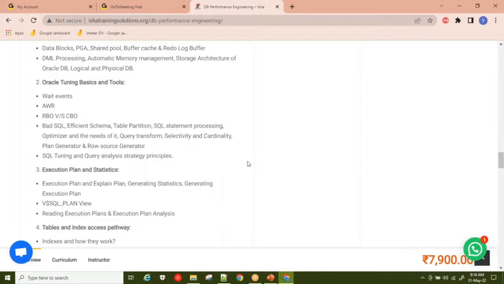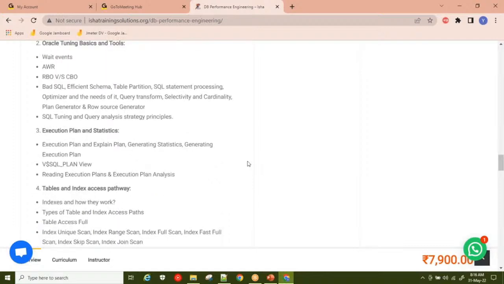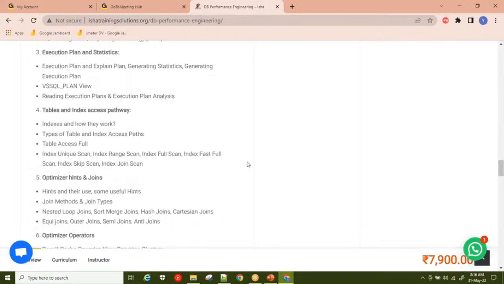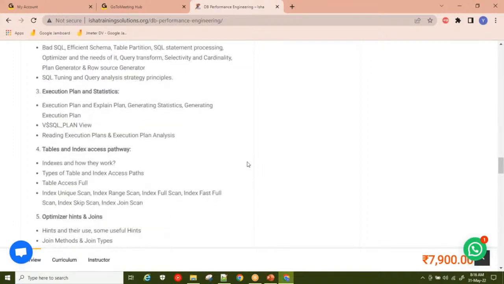Then after that, we will be seeing some execution plans and statistics, like how do we execute our test, how do we perform our query analysis, how to generate a statistics report sort of thing. That also we will be seeing. Then we will be seeing some advanced concepts like tables and index access pathways. Then optimizers, like there are some inbuilt optimizers and tools of Oracle and SQL, and how to use those. That also we will see.